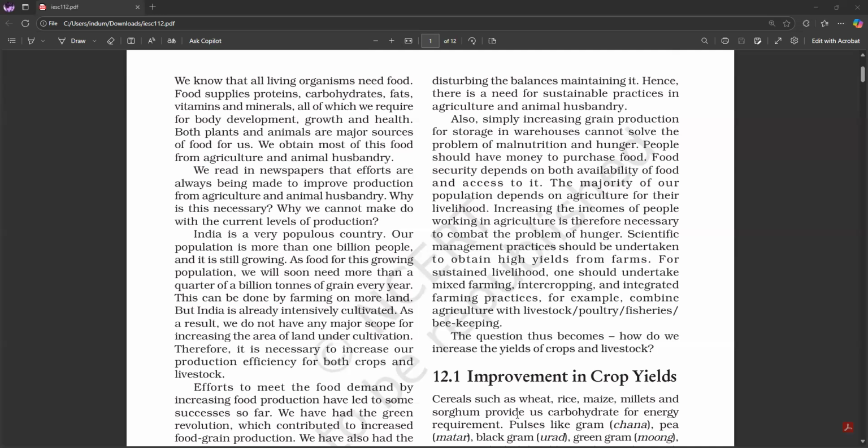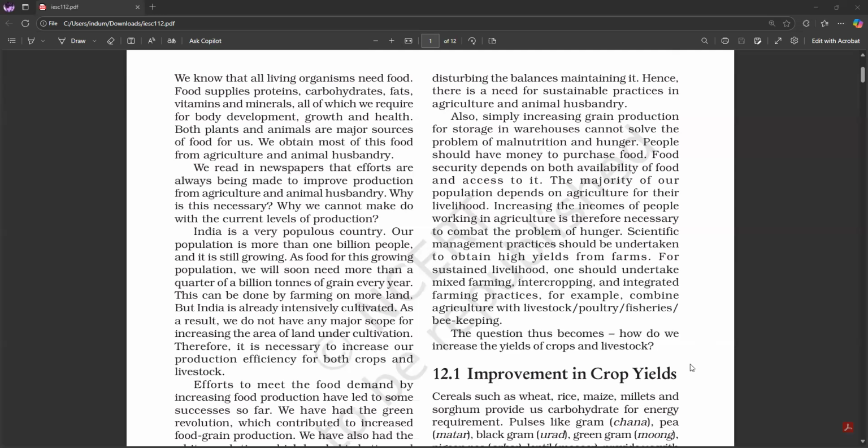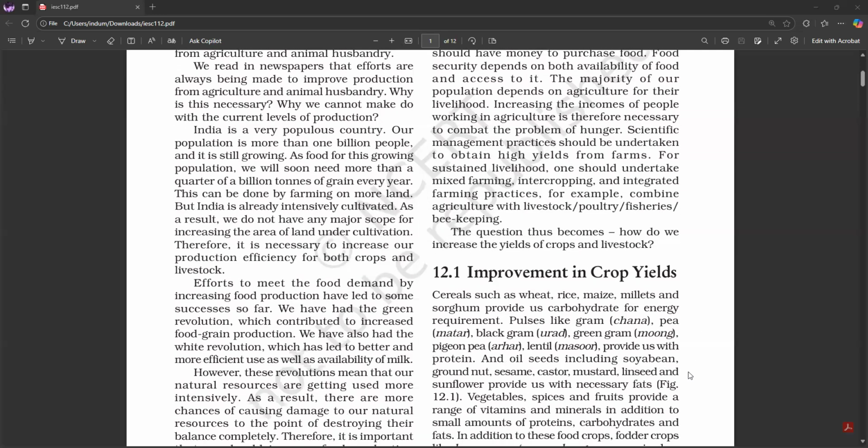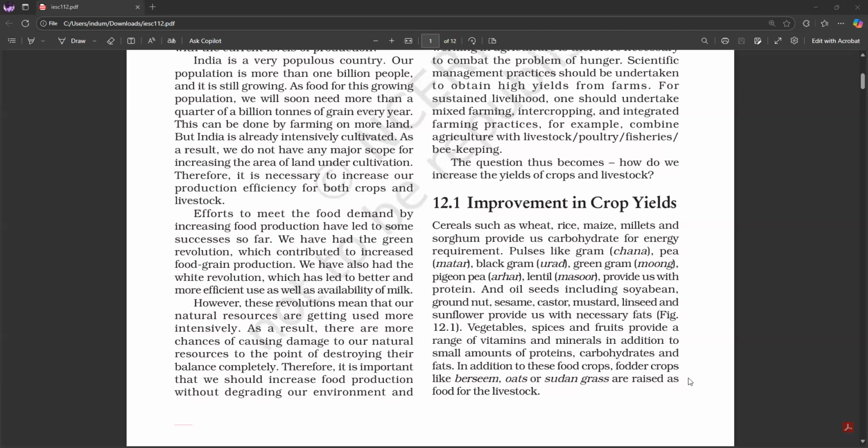Scientific management practices should be undertaken to obtain high yields from farms. For sustained livelihood, one should undertake mixed farming, intercropping, and integrated farming practices. For example, combine agriculture with livestock, poultry, fisheries, or beekeeping. The question thus comes, how do we increase the yields of crops and livestock?